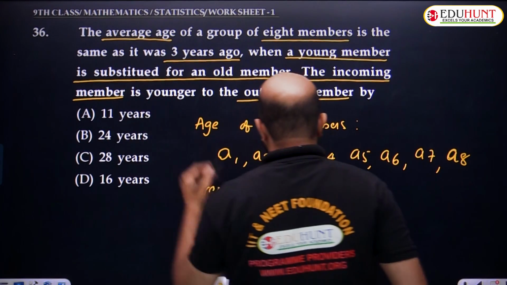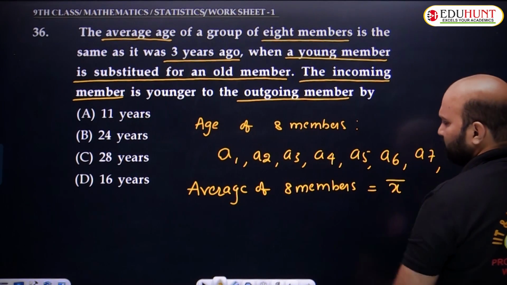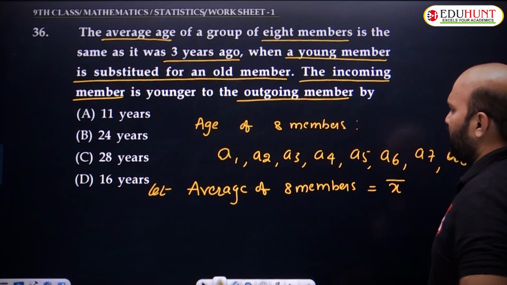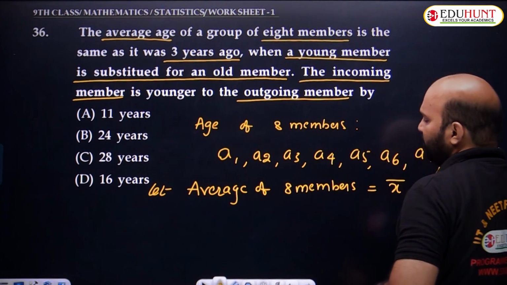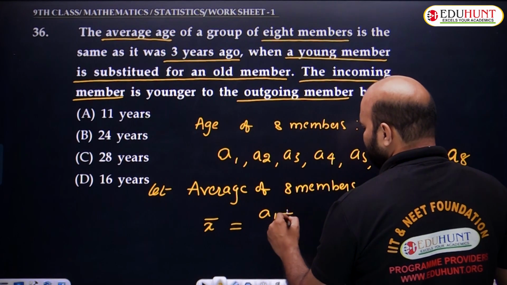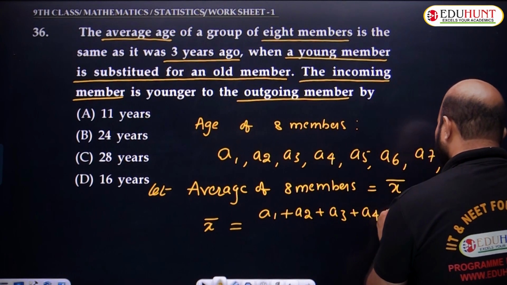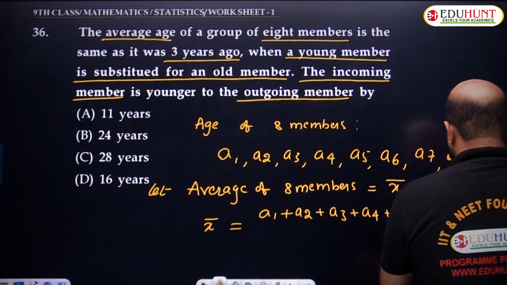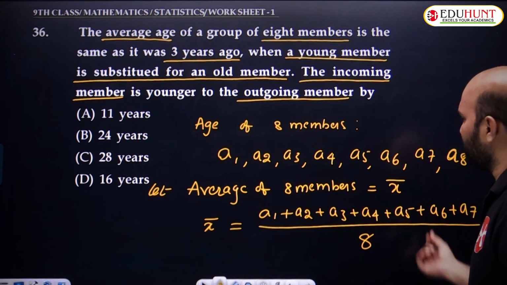The average is already given. So let me take the average of the 8 members equal to x bar. The average is nothing but the mean. Average equals the sum of observations divided by the number of observations. So x bar equals A1 plus A2 plus A3 plus A4 plus A5 up to A8, whole divided by the number of observations. Here the number of observations is 8. Am I clear?